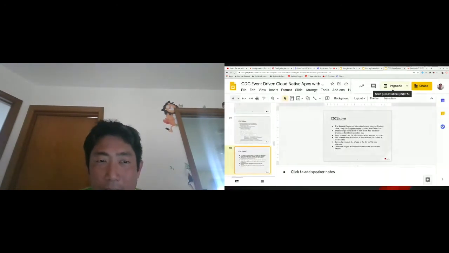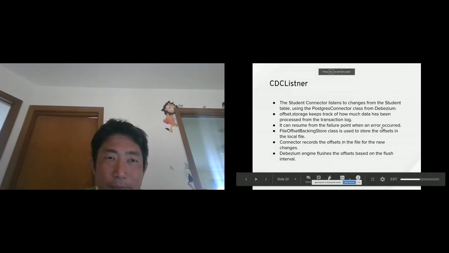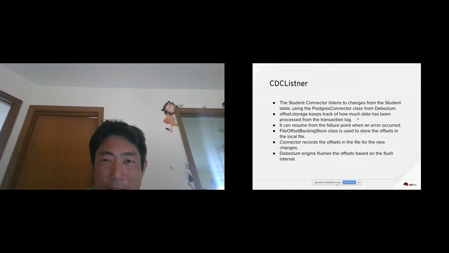Okay. So going back to the slide, the student connector listens to the changes from the student table using the Postgres connector class from the Debezium object. Offset storage keeps track of how much data has been processed from the transaction log. This is helpful when you have a database connectivity issue. The code can go back to the offset storage, see how much data has been processed, and pick up the next data that needs to be processed when the connection comes back. It could resume from the last failure point when an error occurs.